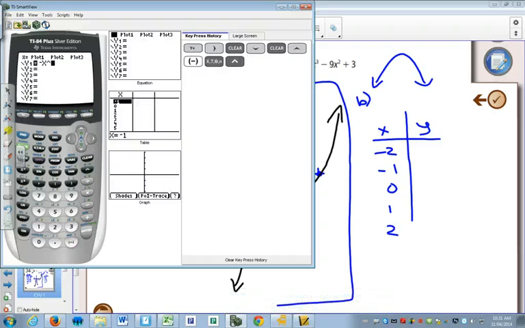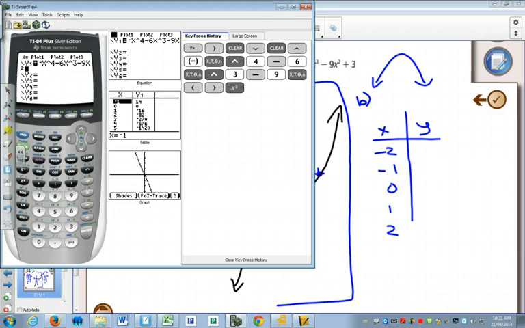Negative x to the power 4 minus 6x cubed minus 9x squared plus 3.